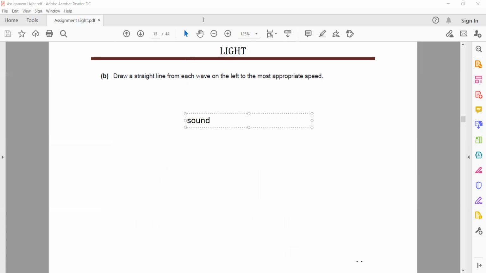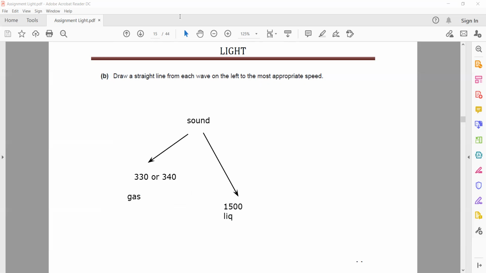For the sound in air, it travels around 330 meters per second. 330 to 340. You can even write 300, that's acceptable. That is in gas. Air means gas. If it's a liquid, the approximate speed of sound in a liquid is about 1,500 in liquid.